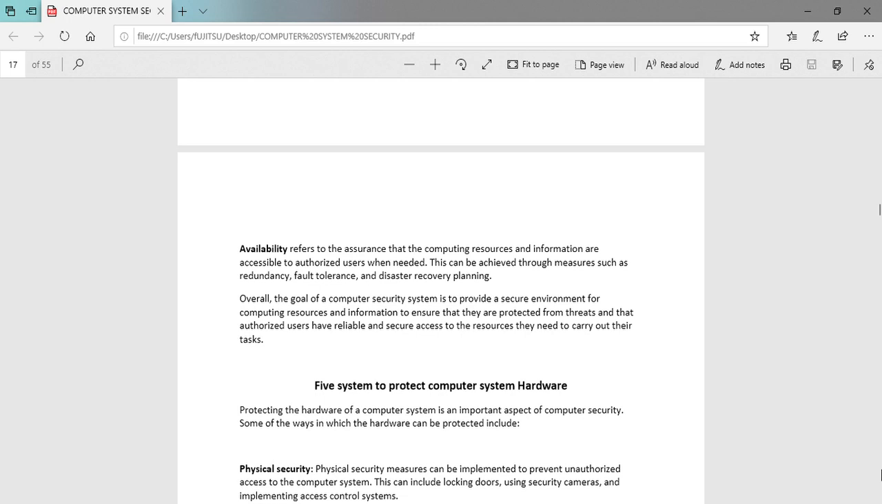Overall, the goal of a computer security system is to provide a secure environment for computing resources and information, to ensure that they are protected from threats and that authorized users have reliable and secure access to the resources they need to carry out their tasks.